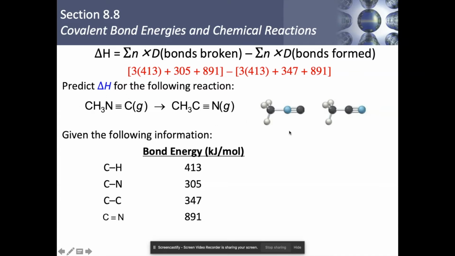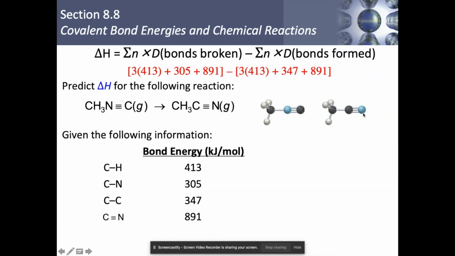Now notice that it doesn't matter if the C is on this side or if the N is on this side, it is the same thing. So I could very easily have said a nitrogen-carbon bond instead of a carbon-nitrogen bond, or a hydrogen-carbon bond instead of a carbon-hydrogen bond. It doesn't matter if I flip these around, the bond energy is the same, okay?